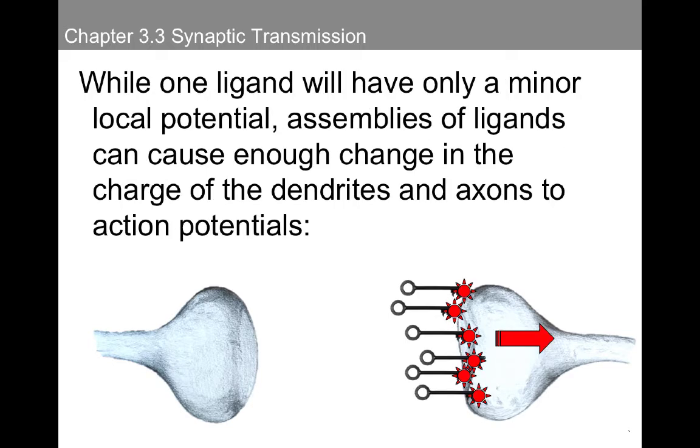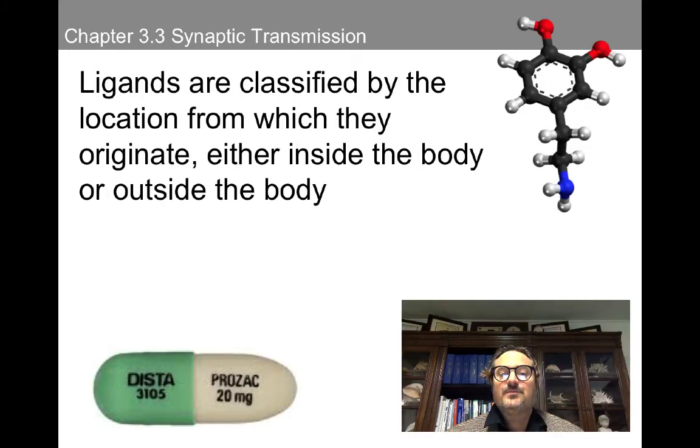Now, one ligand is only going to have a minor local potential, but assemblies of ligands, huge numbers, can cause enough change in the charge of the dendrite to actually cause an action potential.